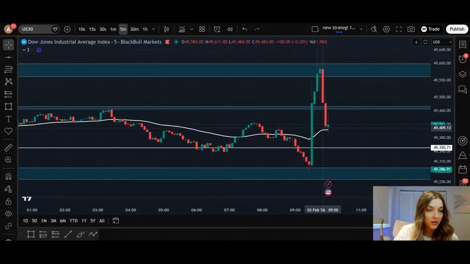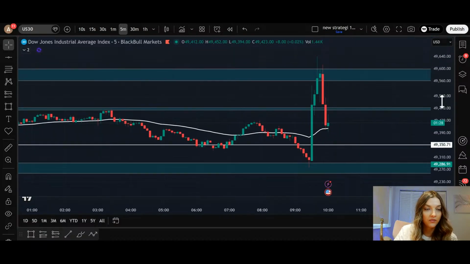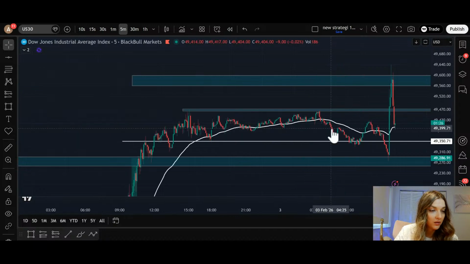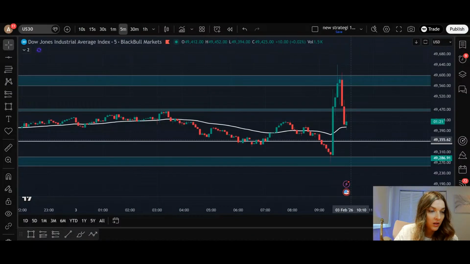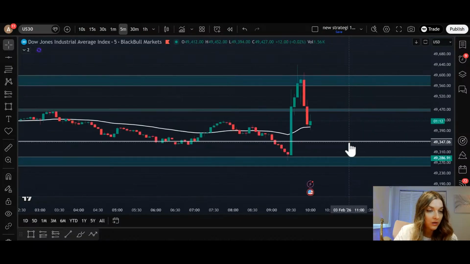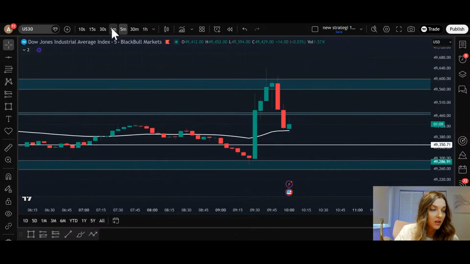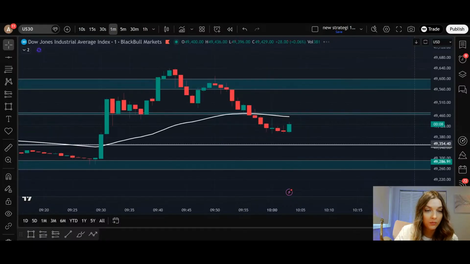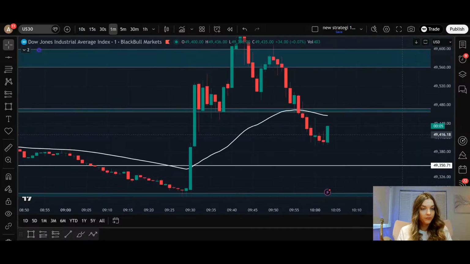Okay, I see the price is at the EMA 50. You can see here it was a consolidation. It did break this area back, so it just was a fake breakout. Now the price is at the EMA 50 on 5 minutes. Let's see.